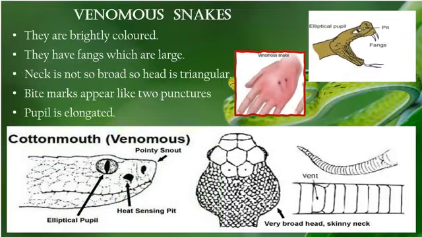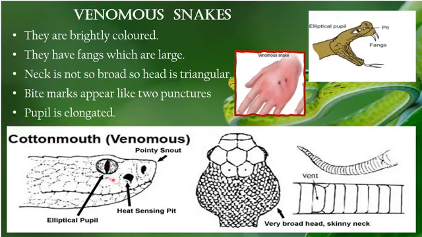So let's start with venomous snakes. They are brightly colored. Whatever color is on their skin is very bright and shiny. They have large fangs like this, through which they insert the venom into their prey. The neck is not so broad, so the head is triangular. The bite marks appear like two punctures because of these fangs. The pupil is elongated or elliptical, as in this diagram. The eyes of the venomous snake are a little bit stretched. By elliptical, we mean stretched eyes.